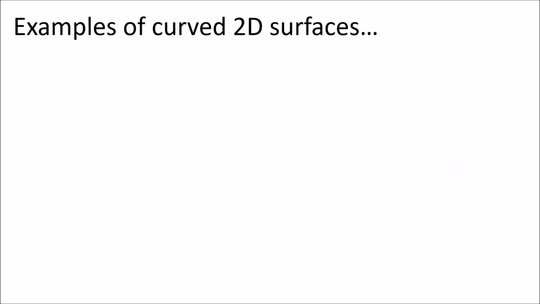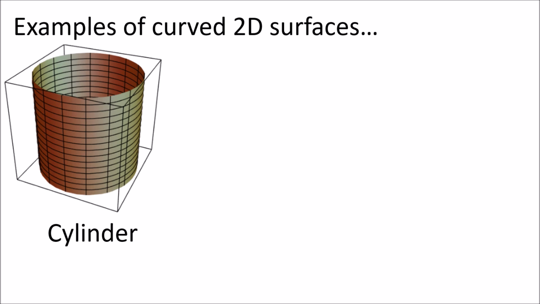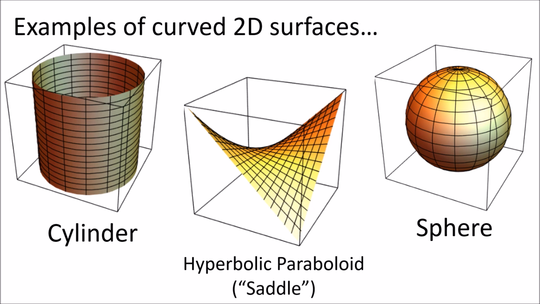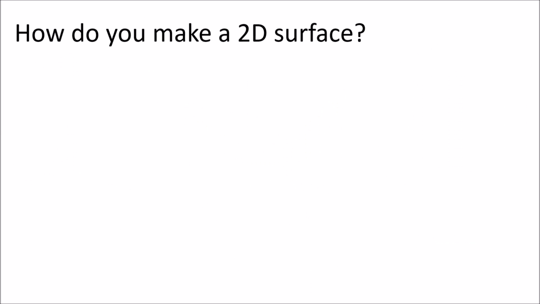Some examples of curved 2D spaces are these 2D surfaces here. We have the cylinder, the hyperbolic paraboloid, which is sort of like a saddle shape, and we have the sphere. In this video, we're going to be focusing on the sphere. So the first question to ask is, how do we describe a 2D surface mathematically?